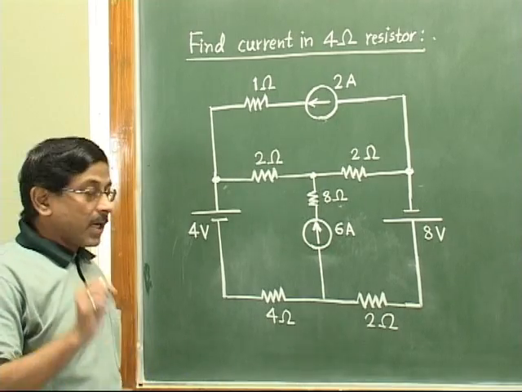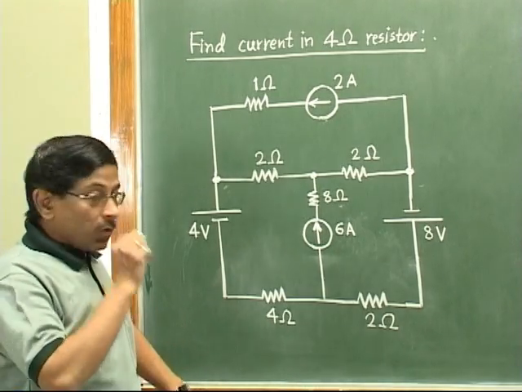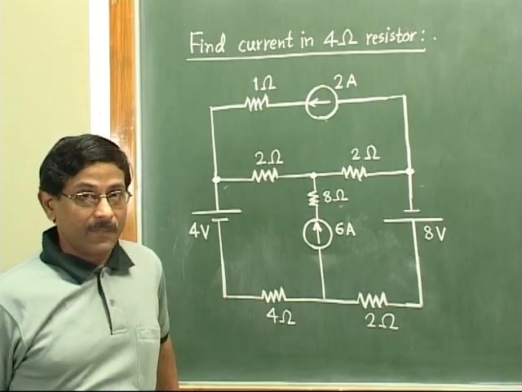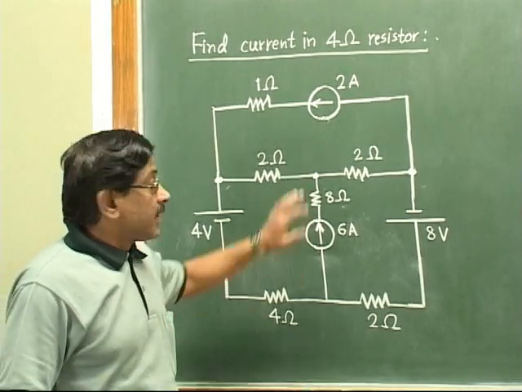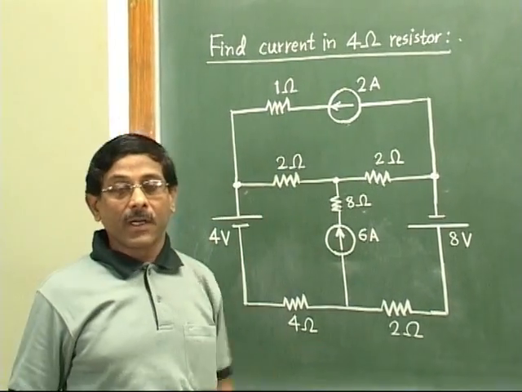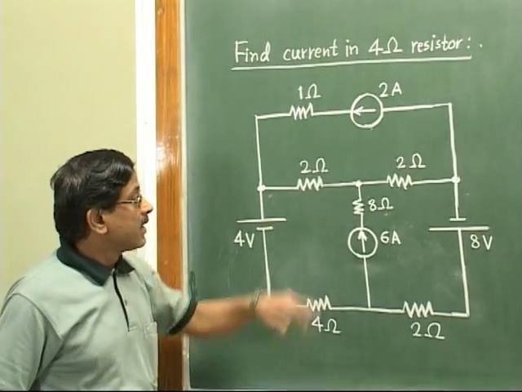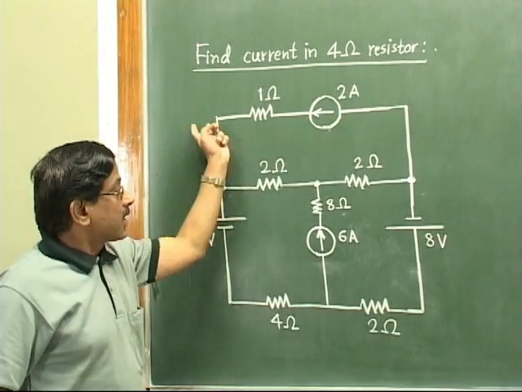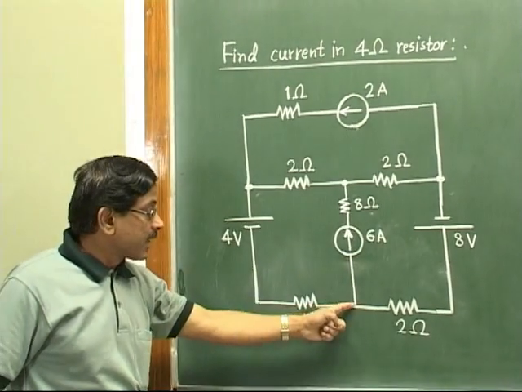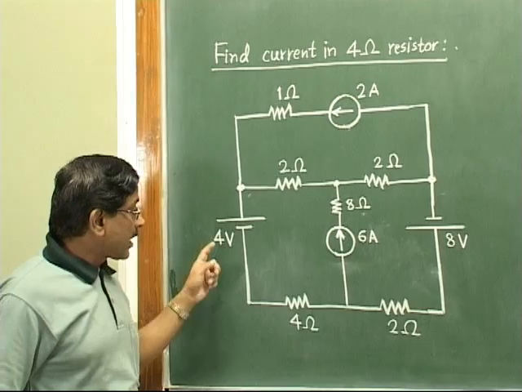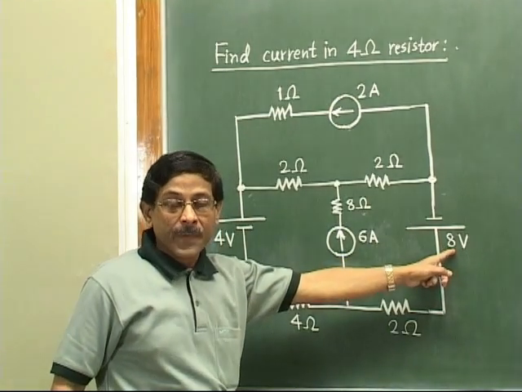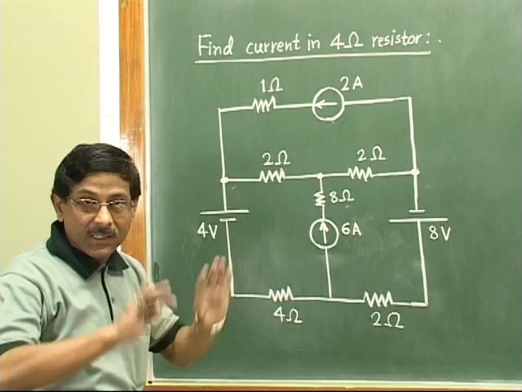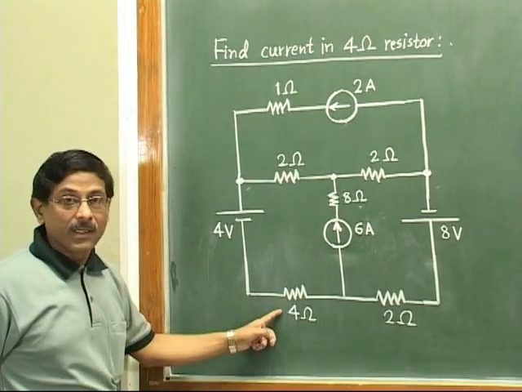Now remember, before you start solving this problem, I will give you one simple idea that will make your solution much simpler. You first identify the current sources in your given circuit. Now see here, in this circuit, there are two current sources. One is here, 2 ampere, sending current in this direction. One more is here, 6 ampere, sending current like this. And also there are two voltage sources. So it is a combination: two voltage sources as well as two current sources in the same circuit. And our job is to find the current in this 4 ohm resistor.